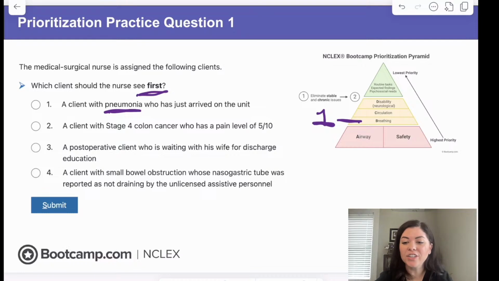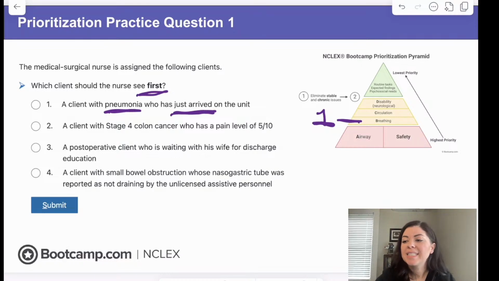Eliza, very good, just arrived. Princess, very good. Y'all are right on target. Anytime you see the words just arrived on the unit, that once again is a very high priority patient. They have not yet been assessed and they are considered unstable because we really don't know how they look clinically. We haven't seen them. So we know right away that option 1 is a very high priority, but let's look at the other options and see if anyone is a higher priority.